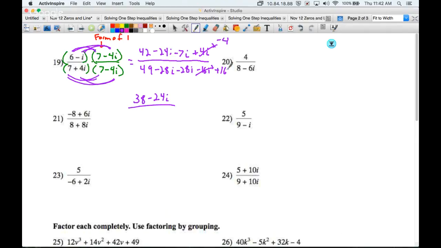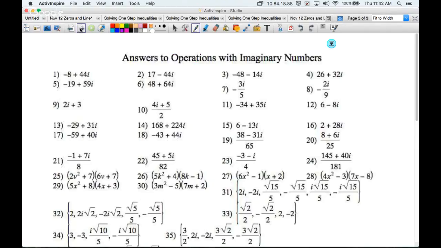The 49 and the 16 is going to become a 65. Negative 28 minus 28, negative 56 i. Now we look and see if maybe there's a common factor here. Nothing's jumping out at me. Let's just see what 19 is supposed to look like.